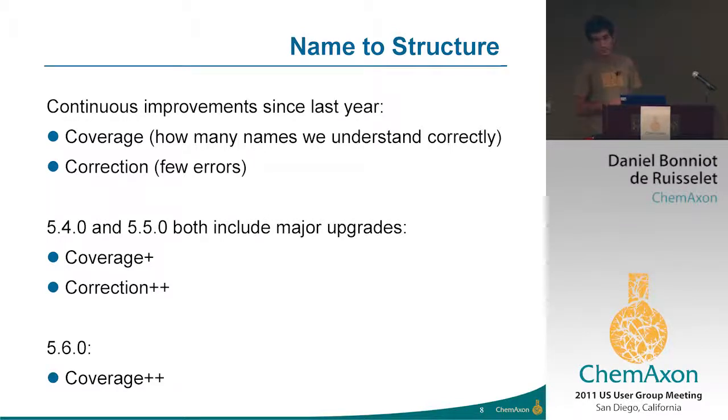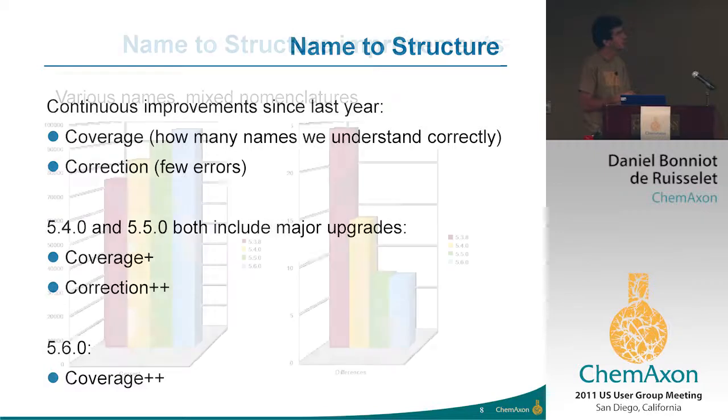So in 5.4 and 5.5, we had major upgrades to name to structure. Basically, bit by bit, most of it was rewritten. And it means that the coverage improved and the correctness improved even more. We're going to see numbers. And again, in 5.6, coverage improved.